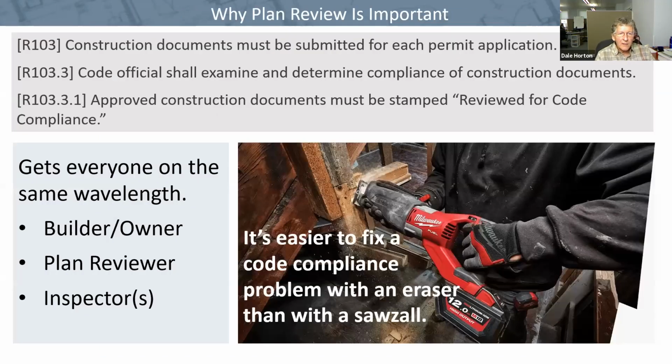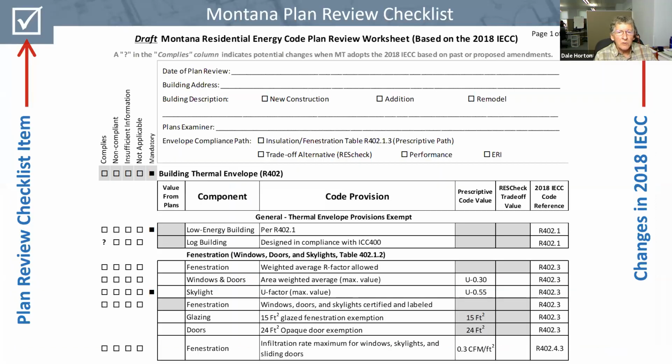So why is plan review so important when it comes to not just energy-related code issues, but the code in general? Well, it puts the owner and the plan reviewer and the inspectors all on the same footing. The code requires that the construction documents be submitted for a permit, and that the code official must examine the documents and ultimately, if approved, write a stamp or write reviewed for code compliance. So the IECC is very explicit about the need for plan review.